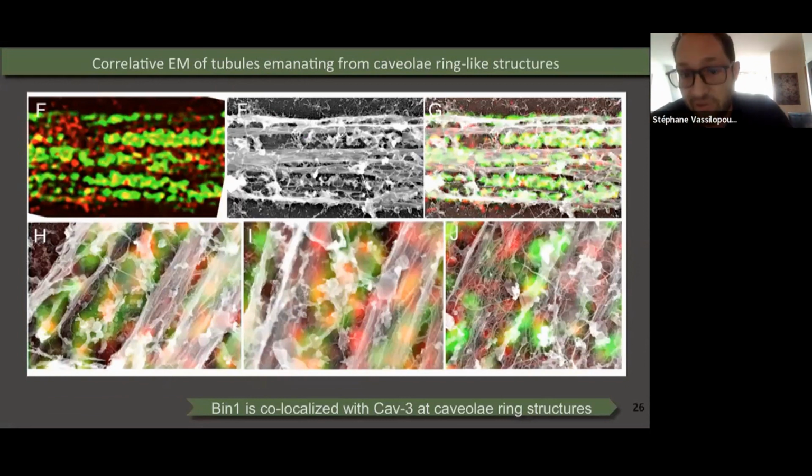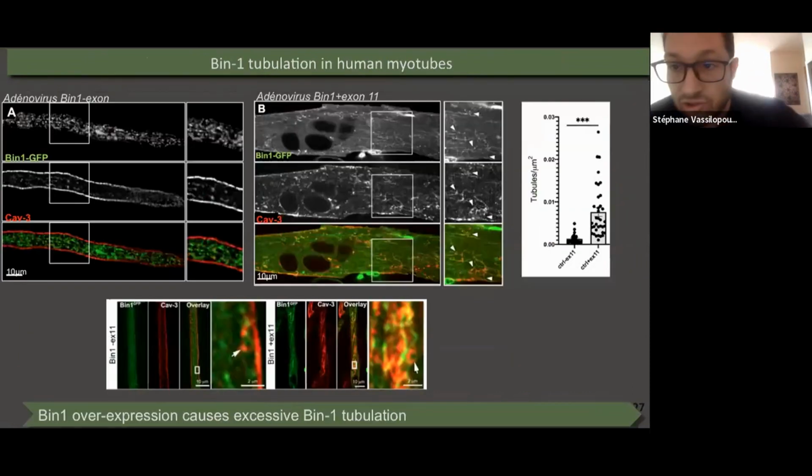So we labeled caveolin 3 and Bin1, and you see that if you unroof these really differentiated cells, you start seeing these rings, and from them, pearled tubes made out of caveolae are emanating. This is one example, another one, and another one here, where you have one spherical structure, another spherical structure, and it's all connected by the tubes, which are positive for Bin1. So this is a lot of cool electron microscopy.